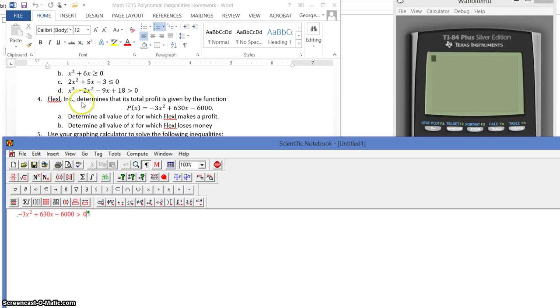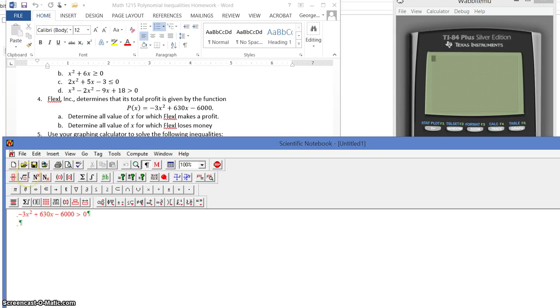All right, for number 4, we have this company's profit function is given by minus 3x squared plus 630x minus 6,000. And it wants to determine all values for which the company makes a profit. Well, the company makes a profit when their profit is positive, greater than 0. So basically we want to solve that inequality. Now, what I would do to solve this inequality, I would notice that everything can be divided by 3. In fact, everything can be divided by negative 3.